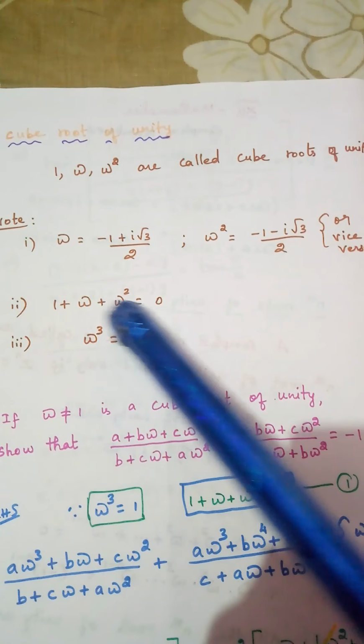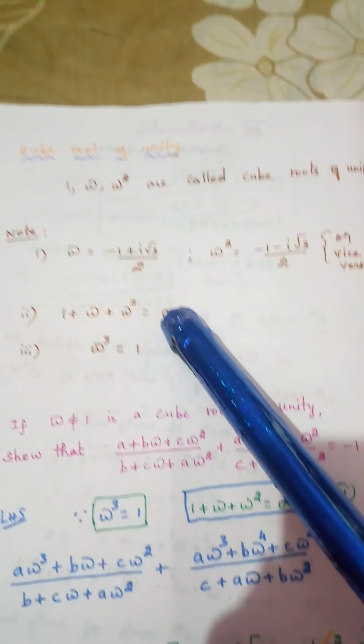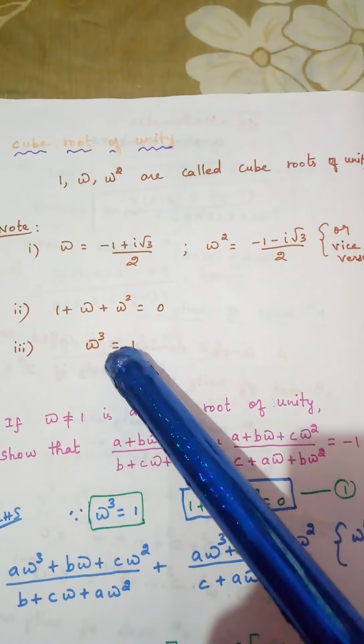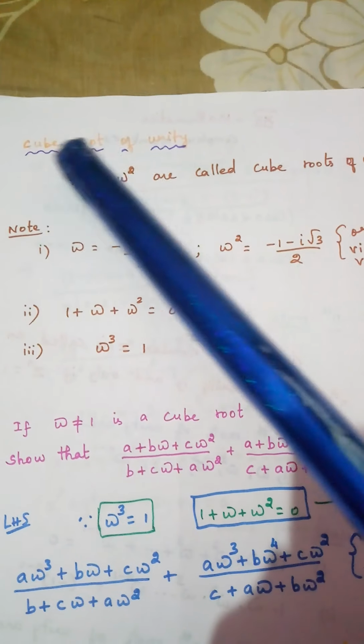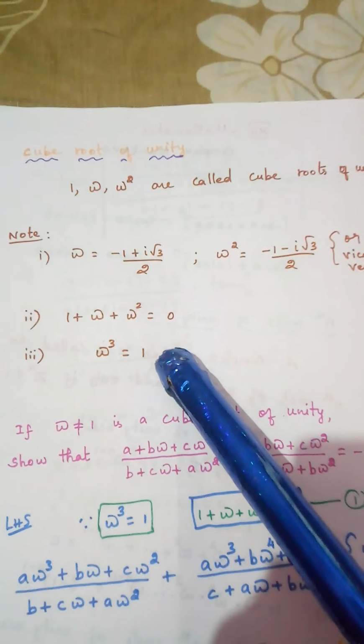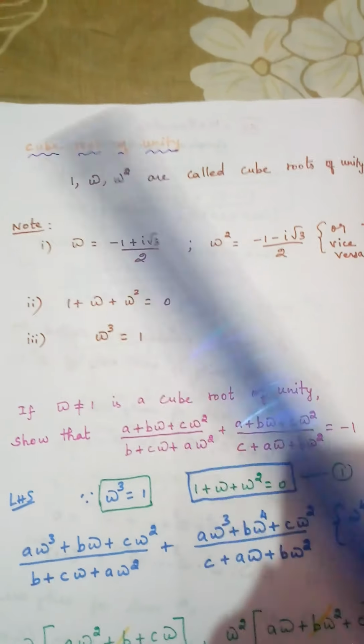If we add these three, that is, if we add the cube roots of unity, the answer will be 0. Omega cube value is 1. When omega cube value is 1, if it is cube root of unity, then omega power 3 is equal to 1. If it is nth root of unity, omega power n is equal to 1. Okay, based on this we will see one problem now.